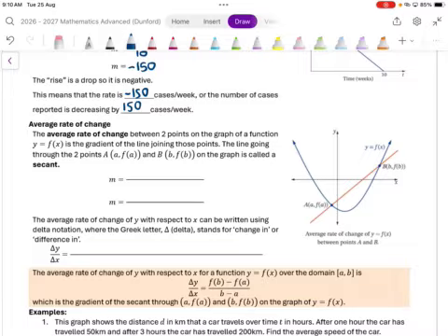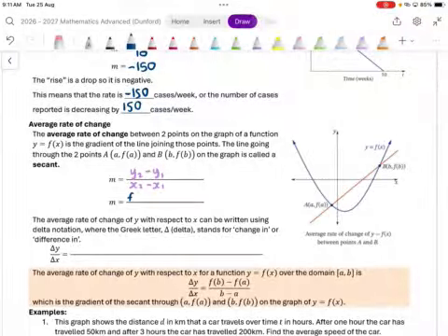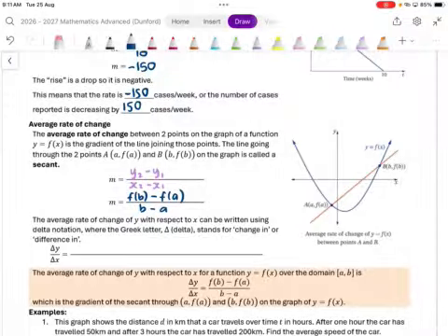So what we have is that our gradient, using our gradient formula, is y2 minus y1 over x2 minus x1. But we can also write this in terms of our a, f of a, because they're our points, and our b, f of b. So we'd write our function at b minus our function at a all over b minus a. So this is just a different way of writing it.